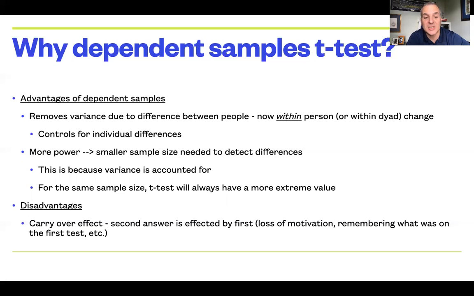Now, there are some disadvantages here. It turns out that the answers, the big T truth, are also affected by each other. So even if we're looking at one person measured multiple times, the second answer is going to be affected in some way by the first answer. There's a loss of motivation, or maybe in a pre-test and post-test we just remember what we did on the first test. We've had the practice effect of having done the test once already, and some of that is going to get pulled into it. So that is a disadvantage and one we should keep in mind. And there are lots of advantages as well.